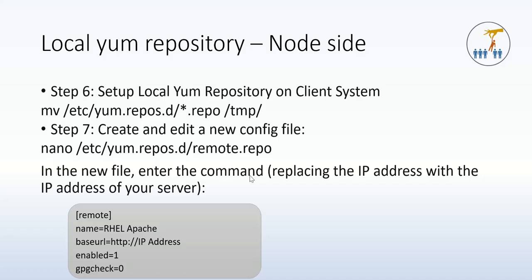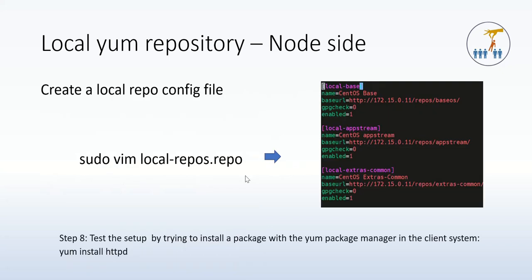Enabled equals 1, which is the default. We will always go to this server to get the repository synced up for these nodes. This is the remote repo file that we have to create on each and every node. This will be a one-time thing, and once we have done this, next we will have to create the local repos file. This is another file. We can create a sample repo file that would look like this. We can create local base OS, local app stream, local extras common. There are 3 directories that I've created, and we can give the base URL and GPG check.